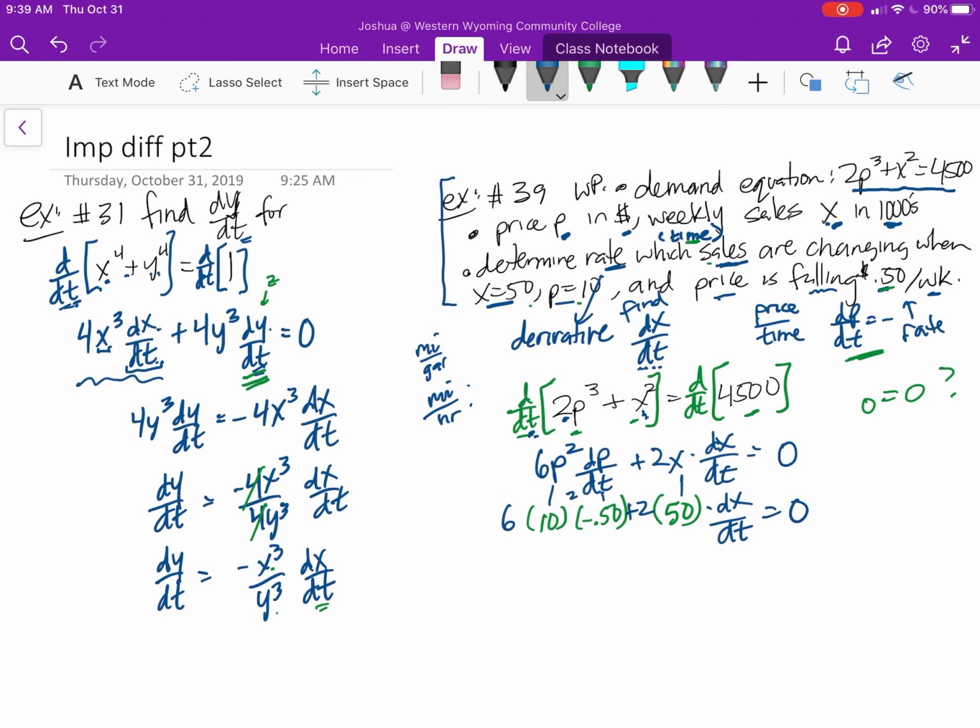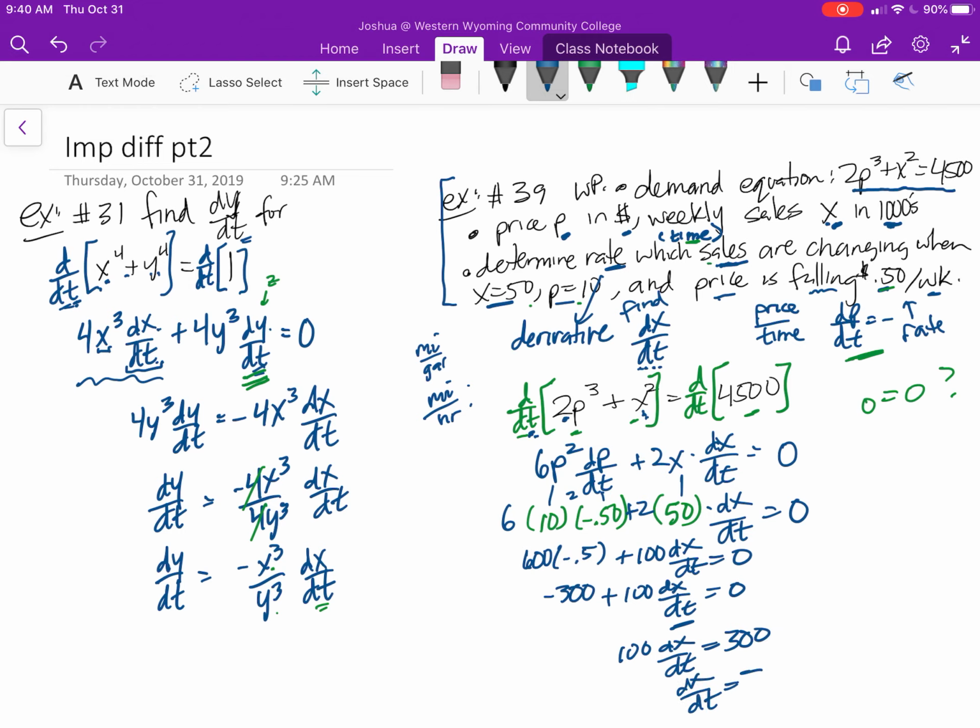Right, now we just have some algebra, some arithmetic, right? 10 squared is 100 times 6 is 600 multiplied by negative 0.5, which is half, right? So negative 300. 2 times 50 is 100 dx dt. Solving for this, add the 300, and then we could see once we divide by 100, dx dt is 3.